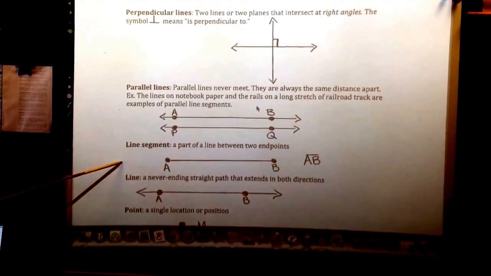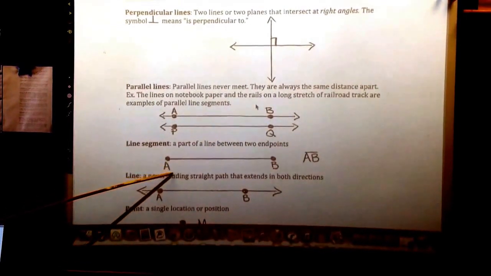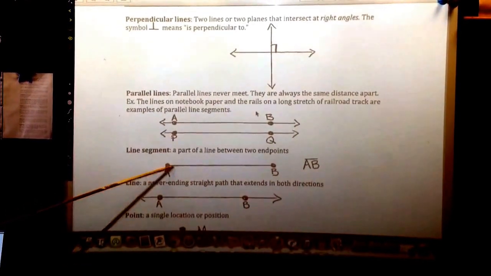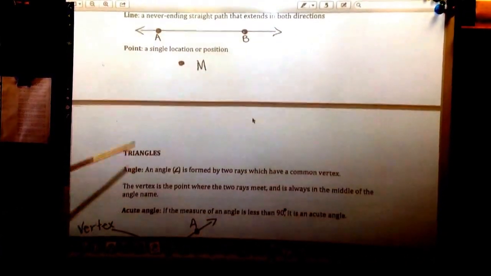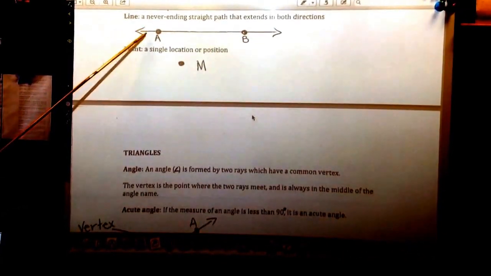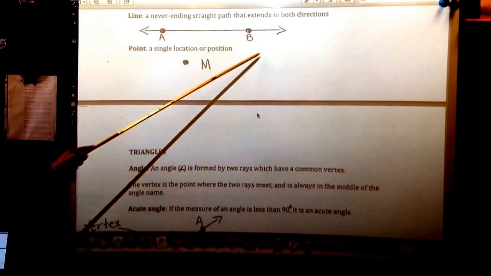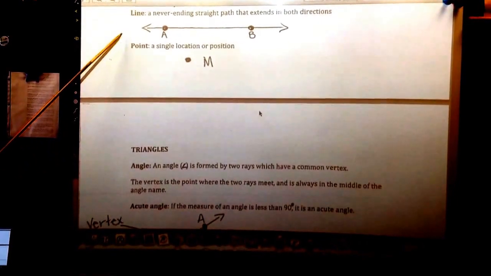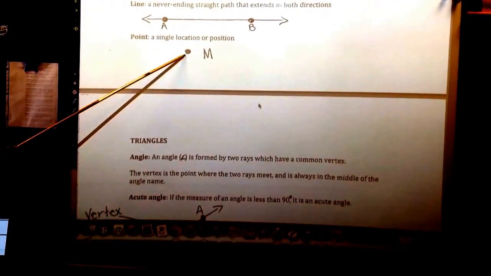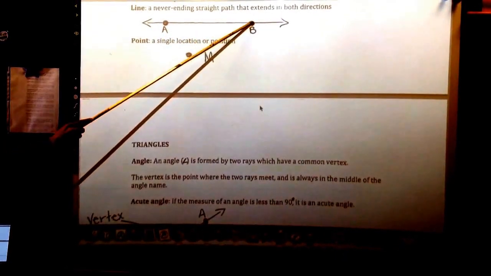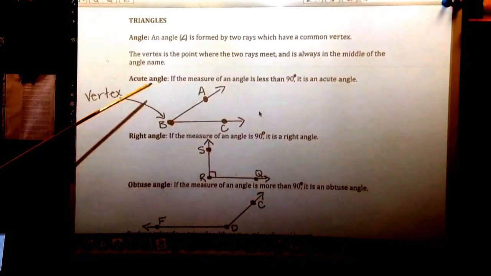A line segment is a part of a line between two endpoints. So here are two endpoints. This is the line segment. A line is a never-ending straight path that extends in both directions. So we show that by using arrows at the ends of the line to show that it goes on and on. A point is a single location or position, and we use those points to show what the points are on different lines or line segments.